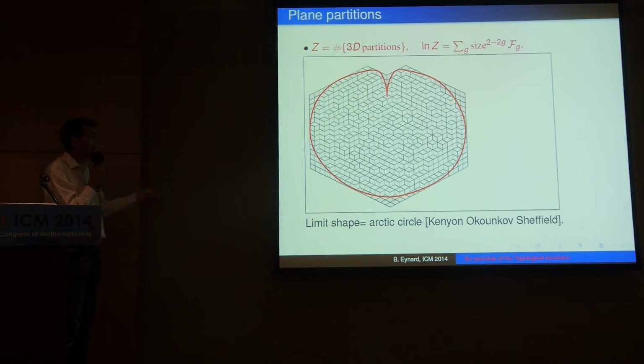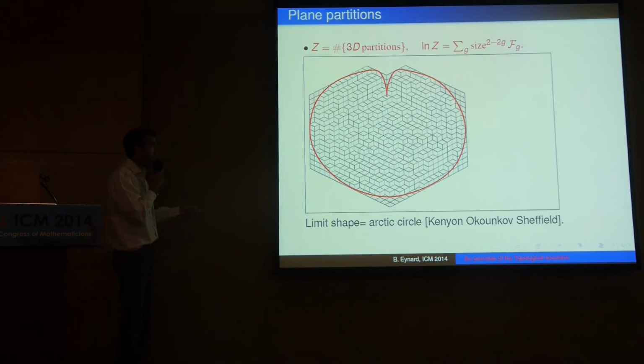And here, there is a region where you really have disorder, and it's called the liquid region. The curve which separates the liquid region from the frozen region is often called the Arctic circle, because if you started with a room with no corner, it would really be a circle. And so it's the Arctic circle. It was a famous work by Kenyon, Okounkov, and Sheffield to show that this limiting curve, in the large size limit, is the algebraic curve of the smallest degree which is tangent to all boundaries. So in that example, it's a cardioid.